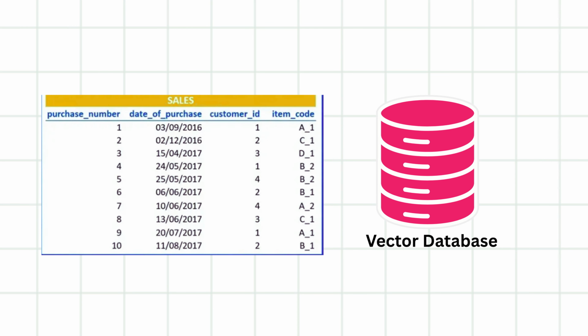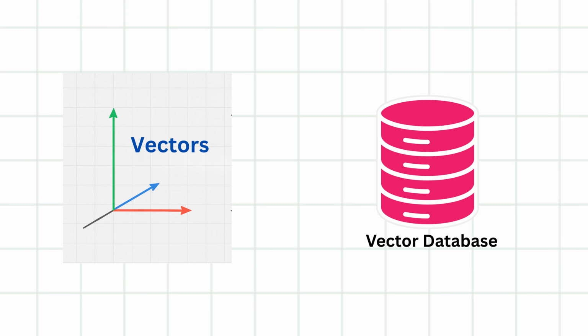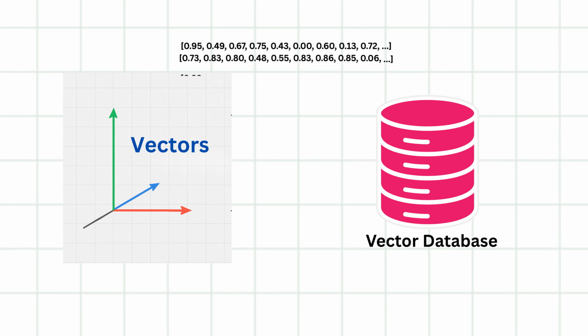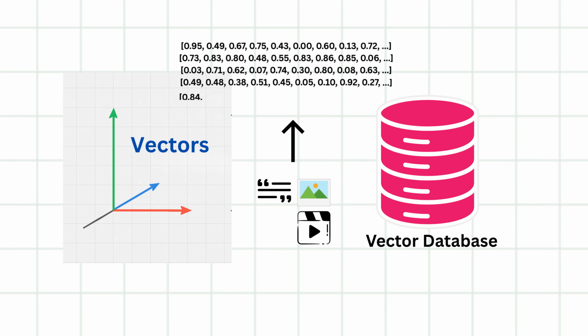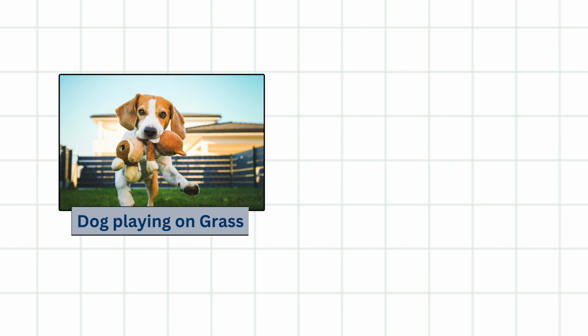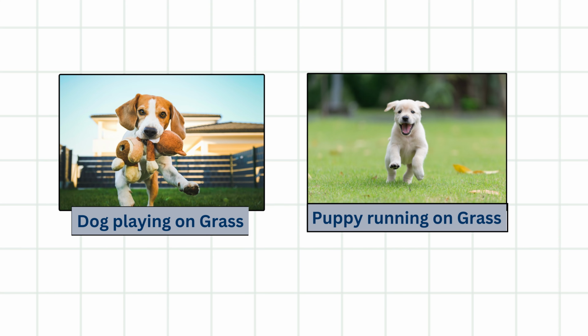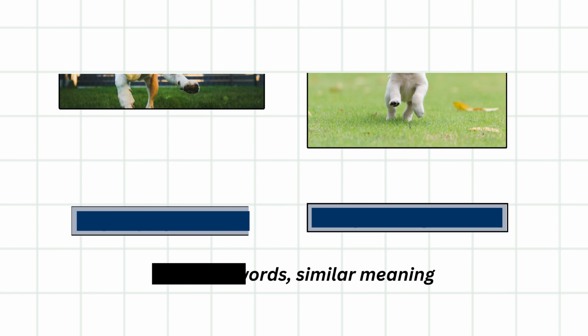Instead of storing plain text or IDs, a vector database stores vectors, which are just lists of numbers that represent the meaning of something like a sentence, an image, a video, or even an audio clip. For example, dog playing in park and puppy running on grass look different, but they mean almost the same thing, and a vector database understands this.